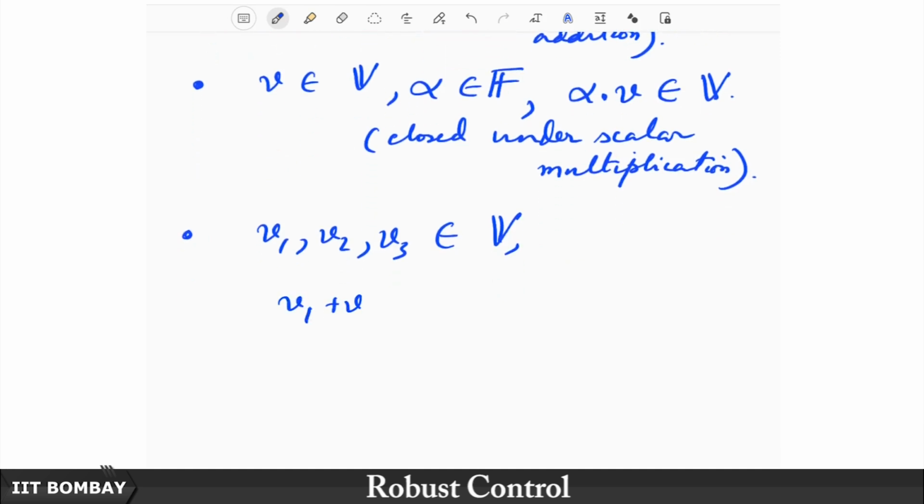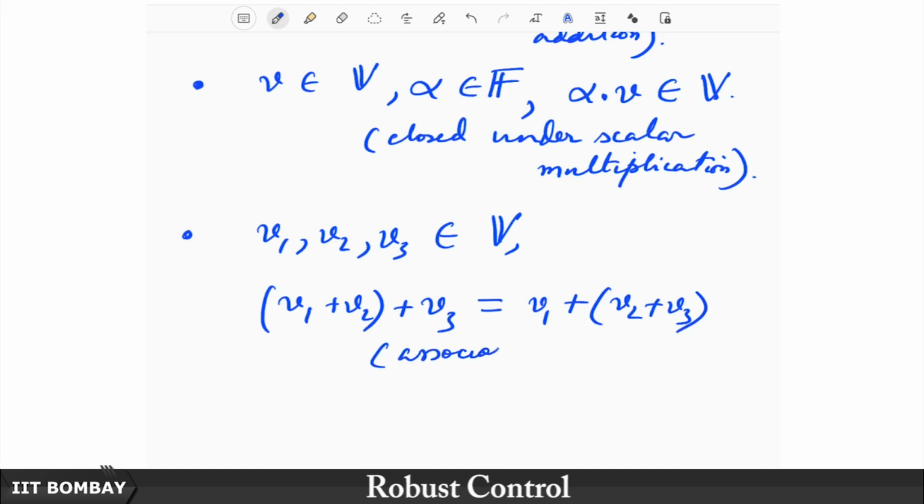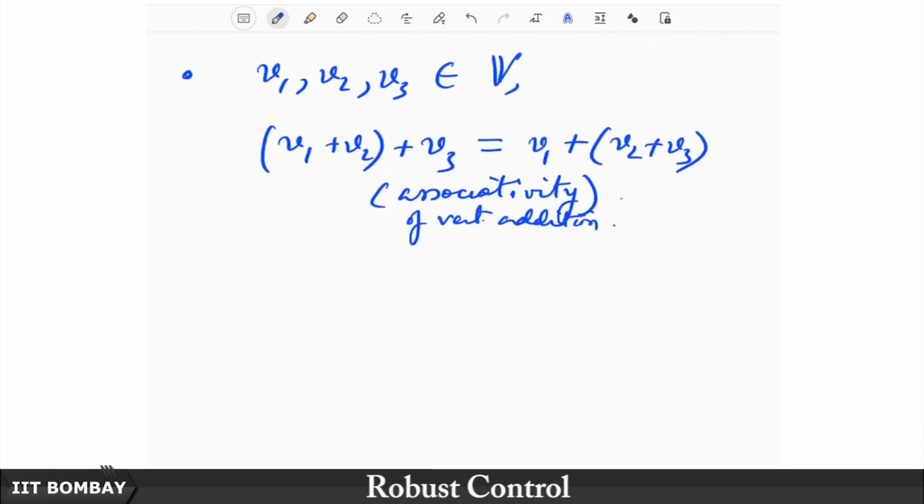All right. Third property: if you have V1, V2, V3 belonging to the vector space V, then V1 plus V2, if you add this first and then add it with V3, is going to be the same as if you take V1 out separately and add V2 and V3. This is the property that we call associativity of vector addition, all right, associativity.